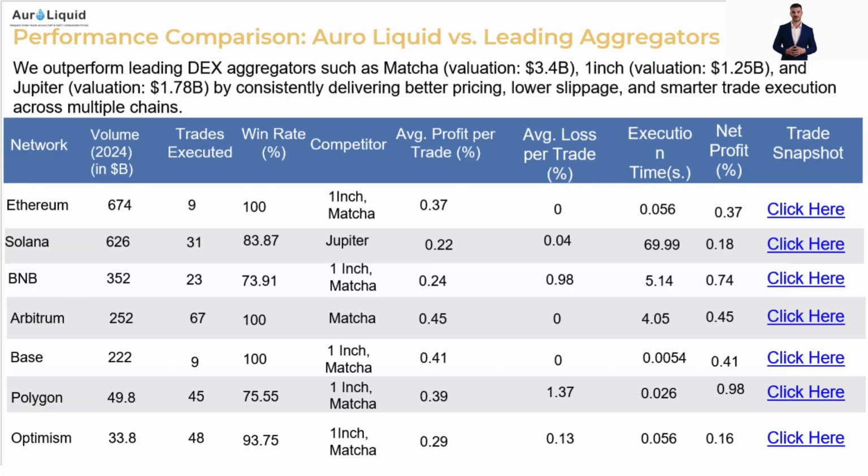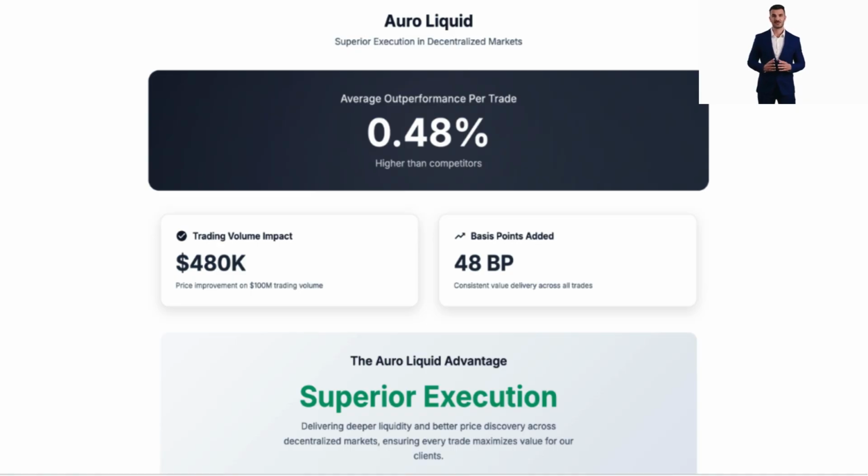We're competing with top decentralized exchange aggregators, such as Matcha, valued at $3.4 billion, 1inch, $1.25 billion, and Jupiter, $1.78 billion. On average, Auro Liquid outperforms them by 0.48% per trade. To put that into perspective, on a $100 million trading volume, this difference translates to $480,000 in price improvement, or 48 basis points of added value. This demonstrates Auro Liquid's strength in delivering superior execution and deeper liquidity across decentralized markets.